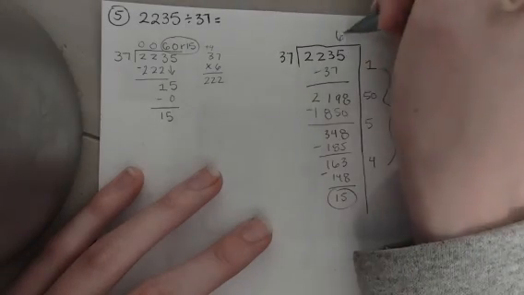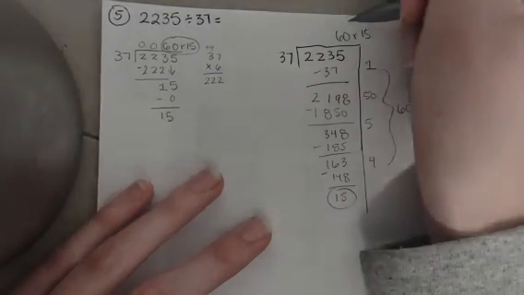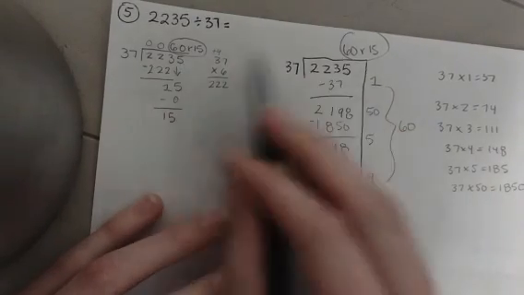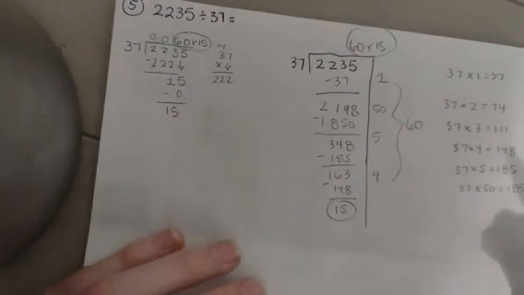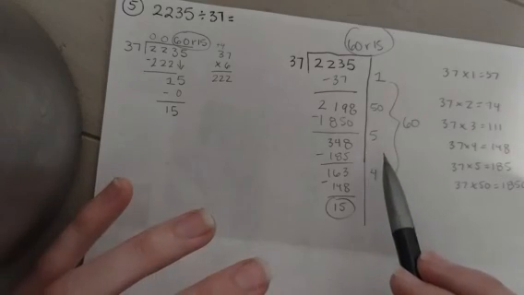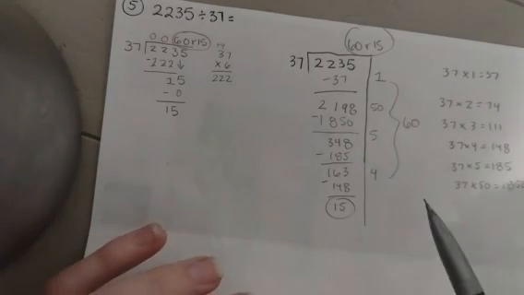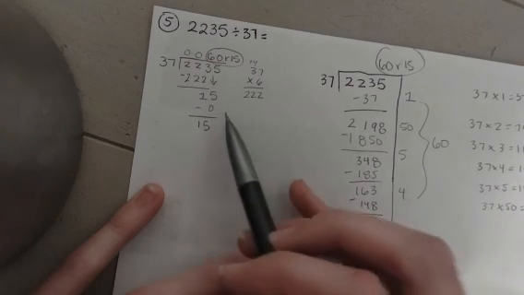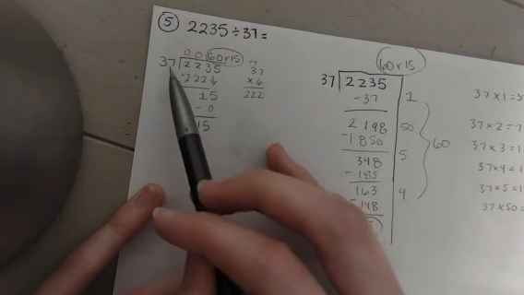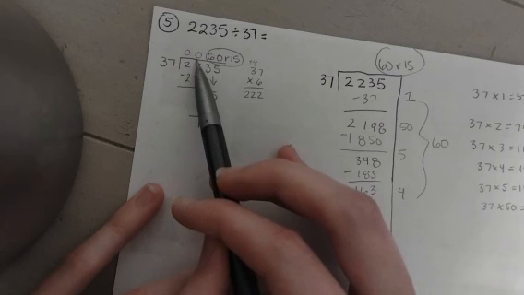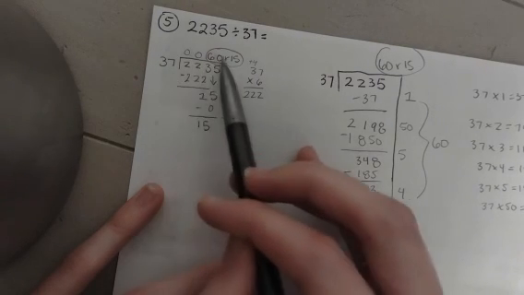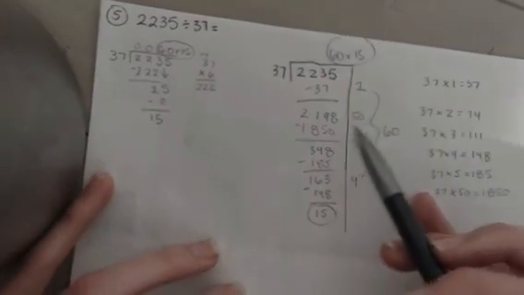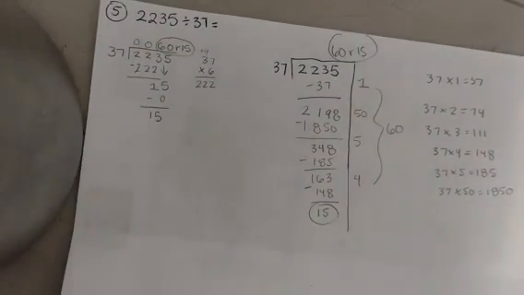60 groups, remainder 15. Okay, we got the same answer, so we are correct. Now, the nice thing is the difference between here in the traditional method, you have to do your place values right and in order with subtracting the largest group. But over here, it doesn't matter with the scaffolding method.